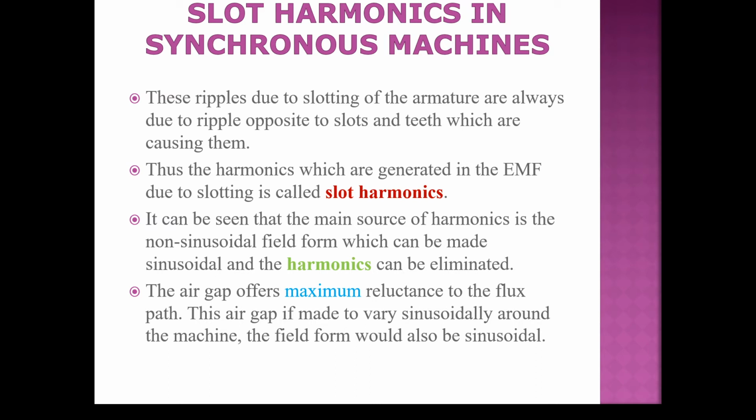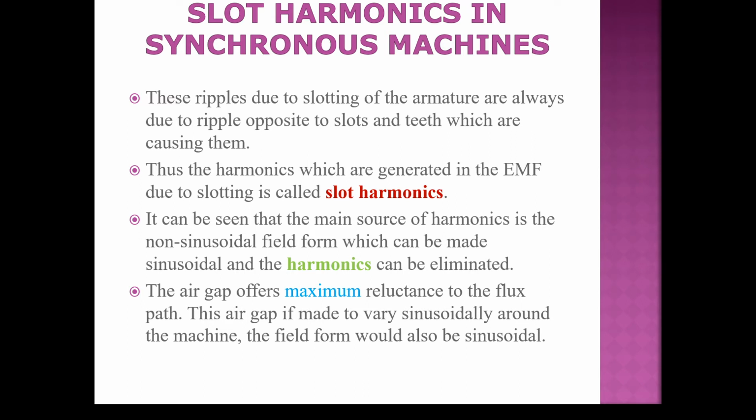Thus harmonics which are generated in the EMF due to slotting are called slot harmonics. What are slot harmonics? Harmonics which are generated in the EMF due to slotting. We are slotting the armature, and because of that slotting, harmonics are produced. Those are called slot harmonics. It can be seen that the main source of harmonics is the non-sinusoidal field form, which can be made sinusoidal, and harmonics can be eliminated. So to eliminate the harmonics, we have to make this non-sinusoidal waveform into a sinusoidal one.